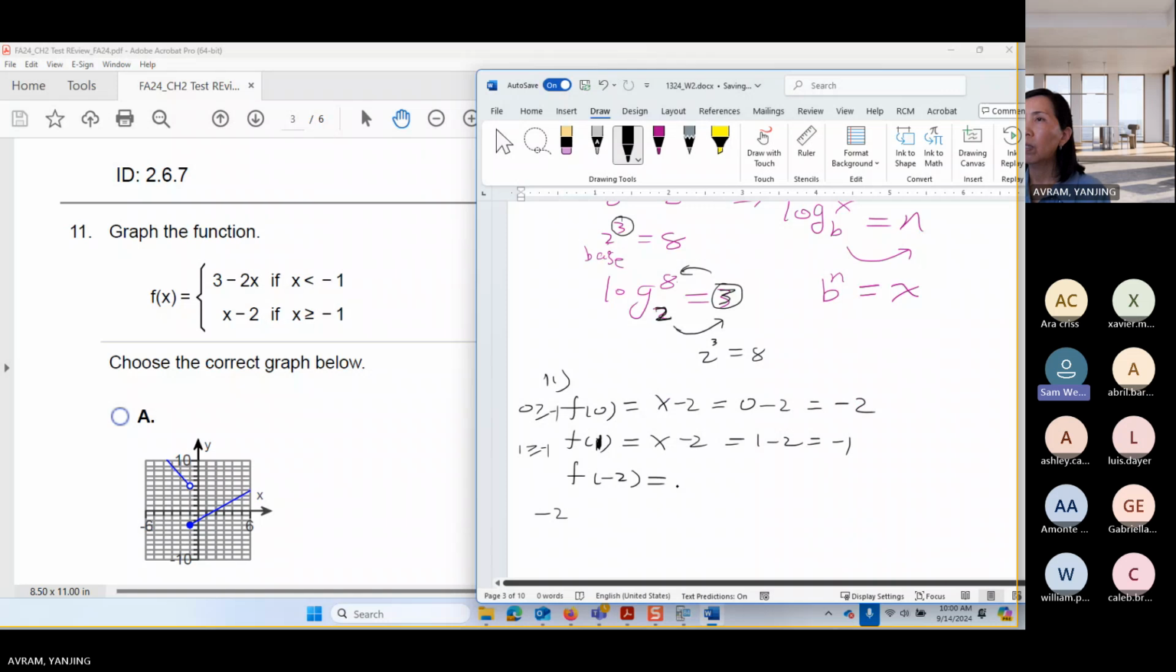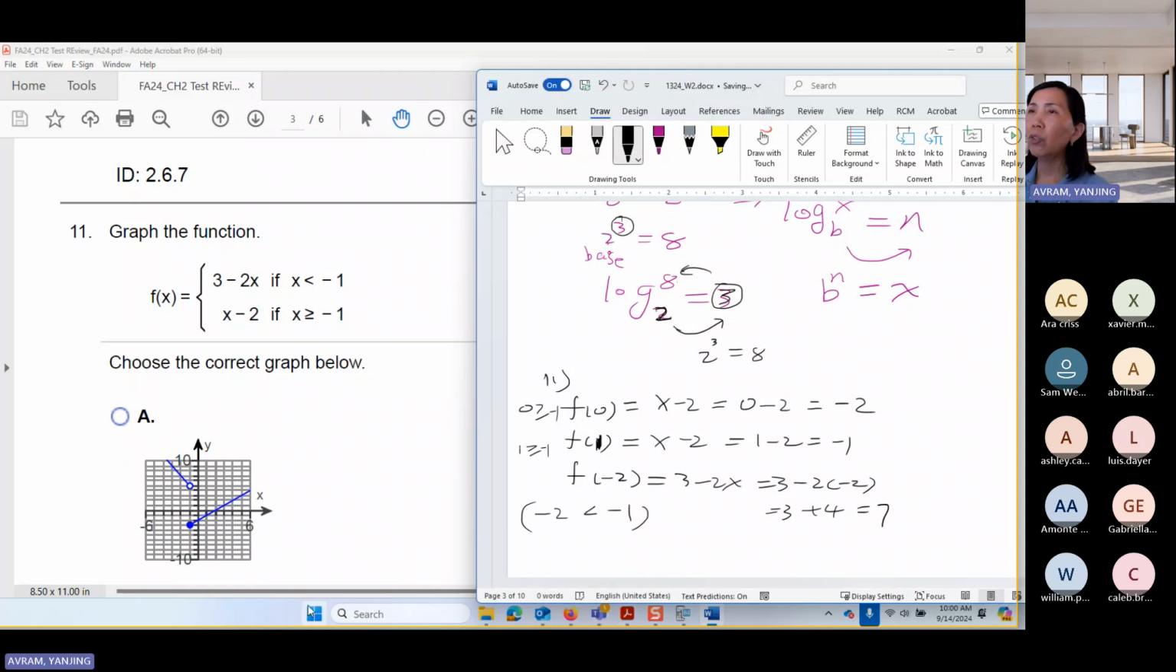You use the first one, because -2 is less than -1. So that one fits into the domain for this piece. So you're going to use the first piece, 3 minus 2x, and then x is -2, plug it in. Negative becomes positive. So this will be equal to 7. All right, so that is the difference of this one right here.